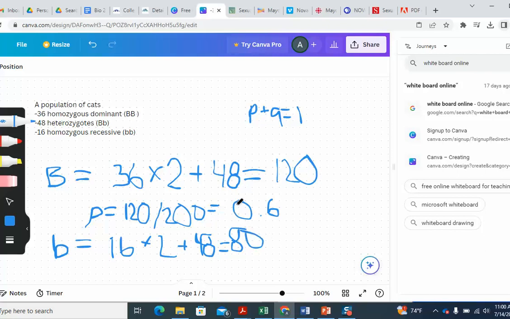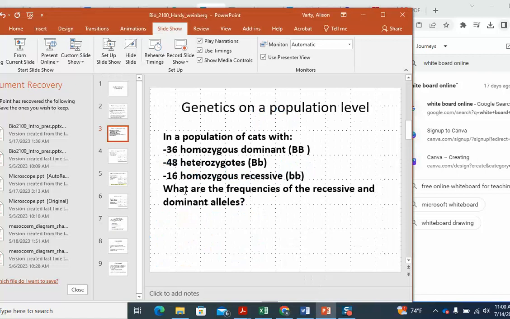So 80 recessive alleles in the population, and that's going to be a frequency of 80 divided by 200. Q is how we represent the frequency of the recessive allele in the Hardy-Weinberg equation. So we could have used P plus Q equals 1, or we can add it up. Either way, we're going to get 0.4 for Q, the frequency of the recessive allele. Let's go back to this presentation.